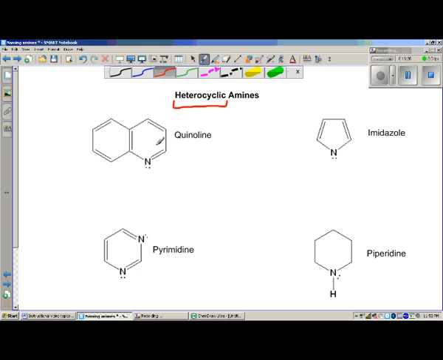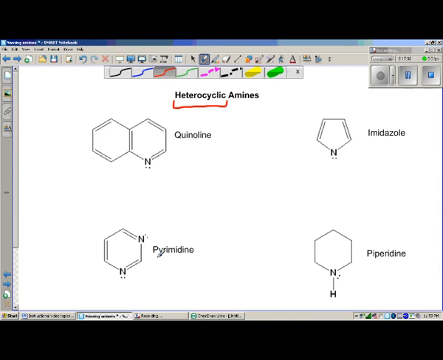The best way to learn these is just to draw them out until you know them. You can use, like I said, your PowerPoint flashcards to help you remember them. Because the one thing I can guarantee is that the names do not tell you. Quinoline is the old style name for this guy. Imidazole is the old style name for this. Piperidine and pyrimidine and so on. You can clearly see these are not functions of an IUPAC naming system. These are common names. So you need to make sure you know them.